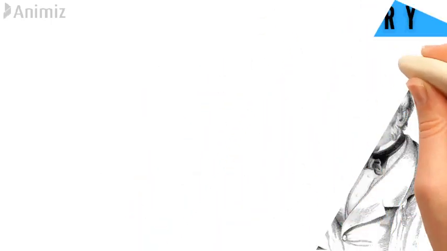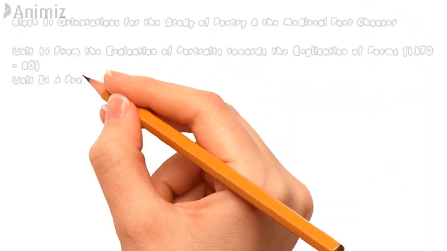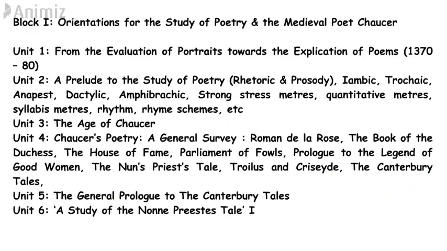You can see the screenshot of the block 1 topics, and the topic which is most important is Chaucer's Prologue. Okay, so this particular topic is a must, you have to go through it, and questions have been asked on the same theme but with various different twists.